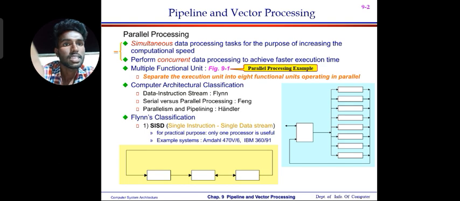Computer architecture classifications: data and instruction streams. Serial versus parallel processing, Feng's classification: parallel size and pipelining handler. Flynn's classification: SISD means single instruction single data stream. For practical purposes only one processor is useful. Example system, as shown in the diagram.